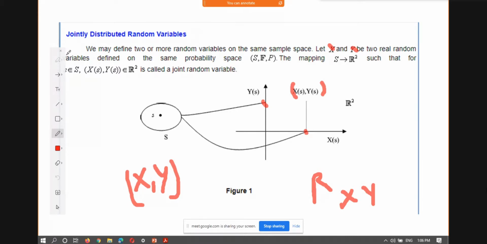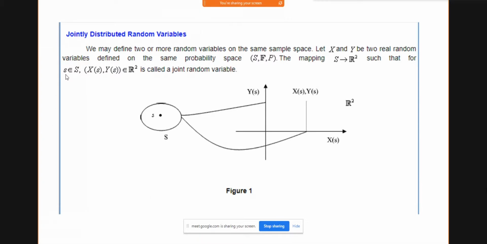So how do we define the event here? You can see it is the set of s belonging to the sample space such that X of s is less than or equal to x and Y of s is also less than or equal to some y. This is the way we map the sample space through two random variables. We can map more than one random variable also.